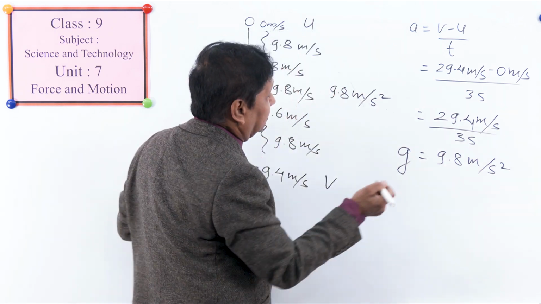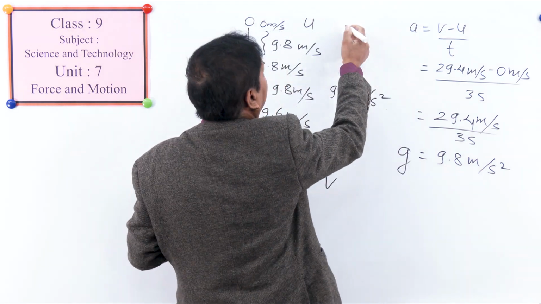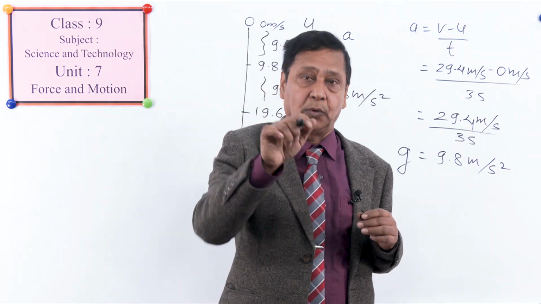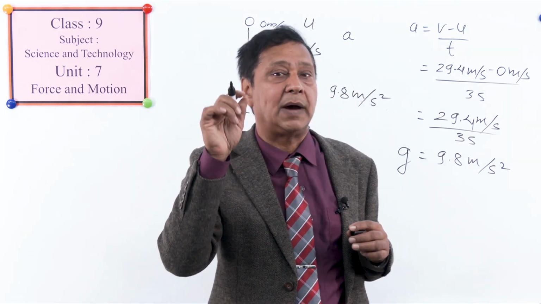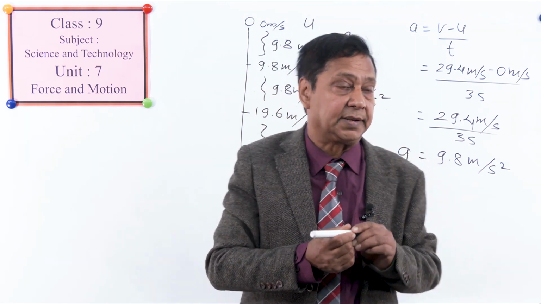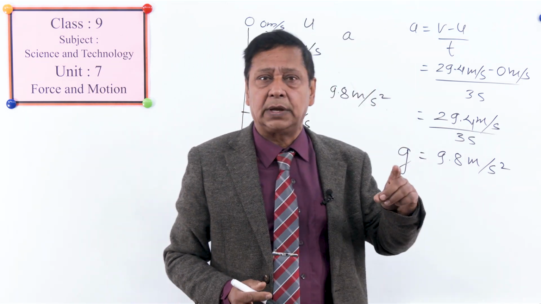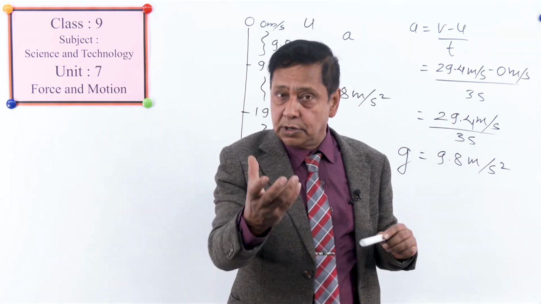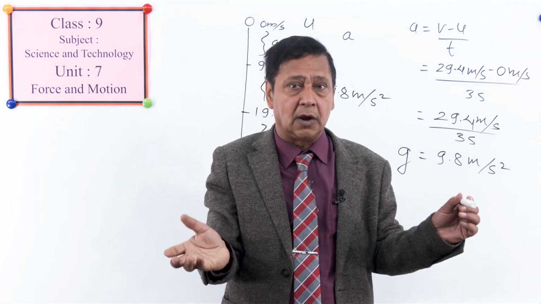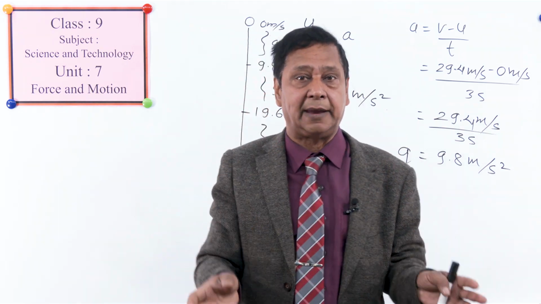And what is the difference between a and g? a is the acceleration produced on a body due to the applied force. Maybe the force is applied by a person, maybe by a machine. But g is the acceleration produced on the body due to the gravity force acting on that body. This is the difference. Otherwise, basically they are the same.